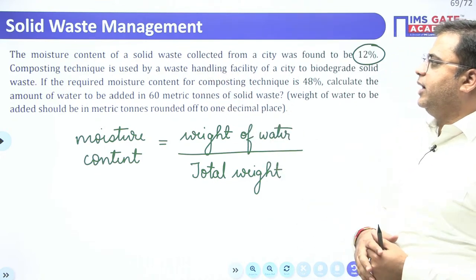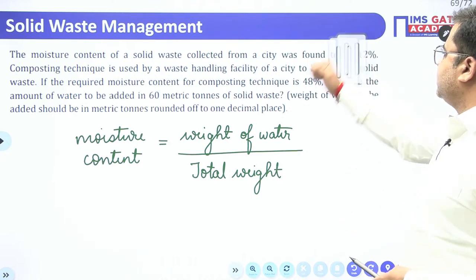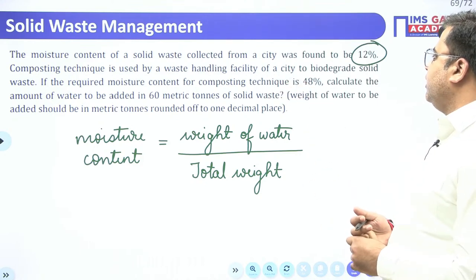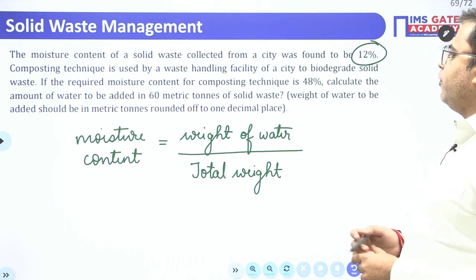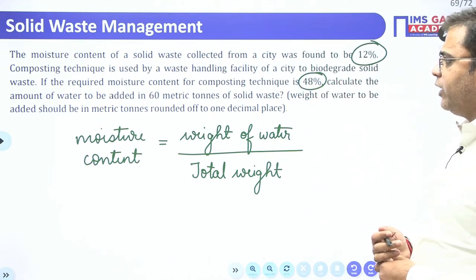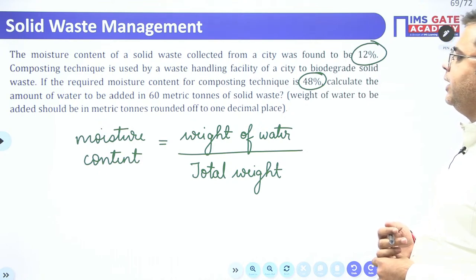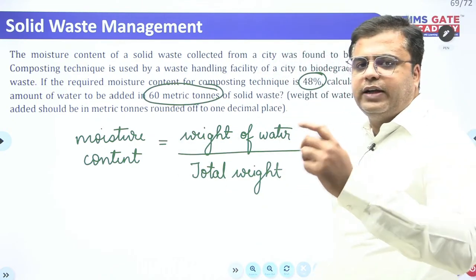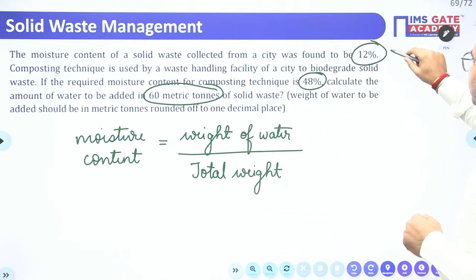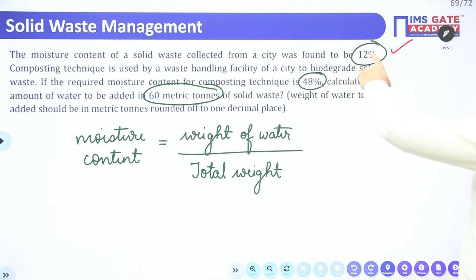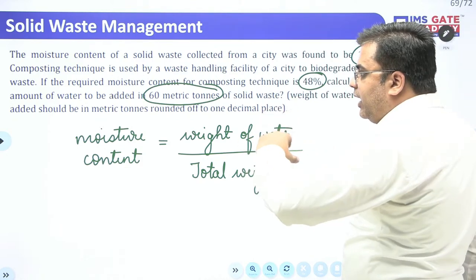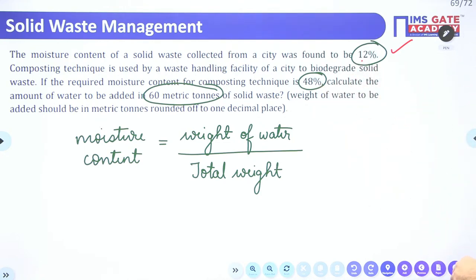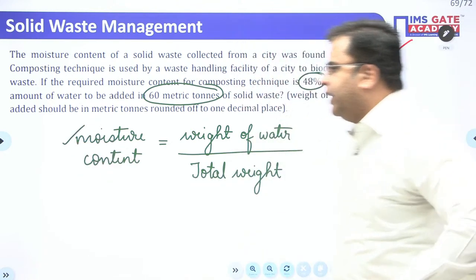So here the question is given: the moisture content of a solid waste collected from a city was found to be 12%. Composting technique is used by a waste handling facility of a city to biodegrade solid waste. If required, the moisture content for composting technique is 48%. Calculate the amount of water to be added in 60 metric ton of solid waste. So the initial weight of the solid waste is 60 metric ton and the initial moisture content is 12%. Calculate the amount of water to be added to increase the moisture content from 12% to 48%. Again, it is one of the very simple questions, but the only thing you need to keep in mind is how the moisture content is calculated for solid waste.